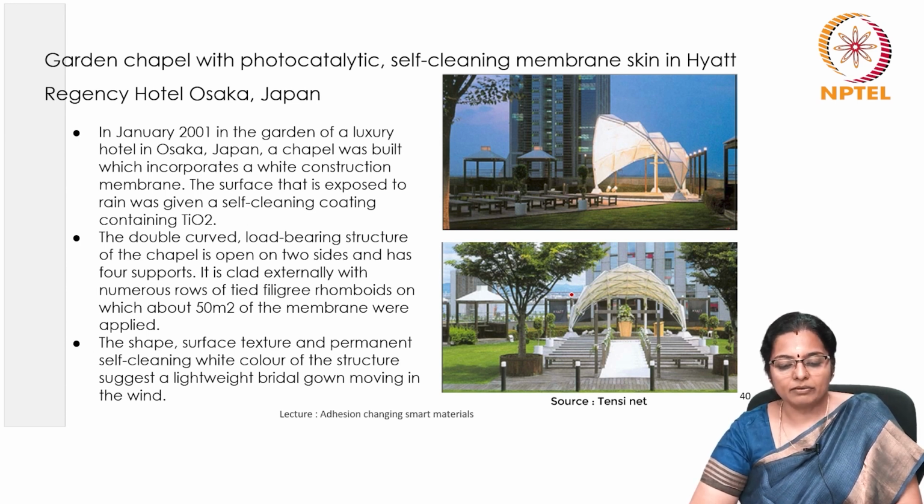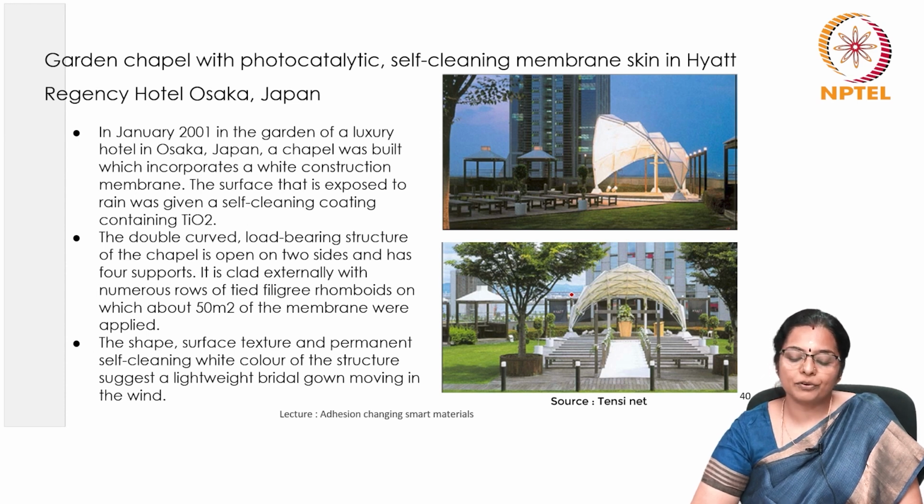The double curved load-bearing structure of the chapel is open on two sides and has 4 supports. It is clad externally with numerous rows of tied filigree rhomboids on which about 50 square meters of the membrane were applied. The shape, surface structure and permanent self-cleaning white color of the structure suggest a lightweight bridal gown moving in the wind.